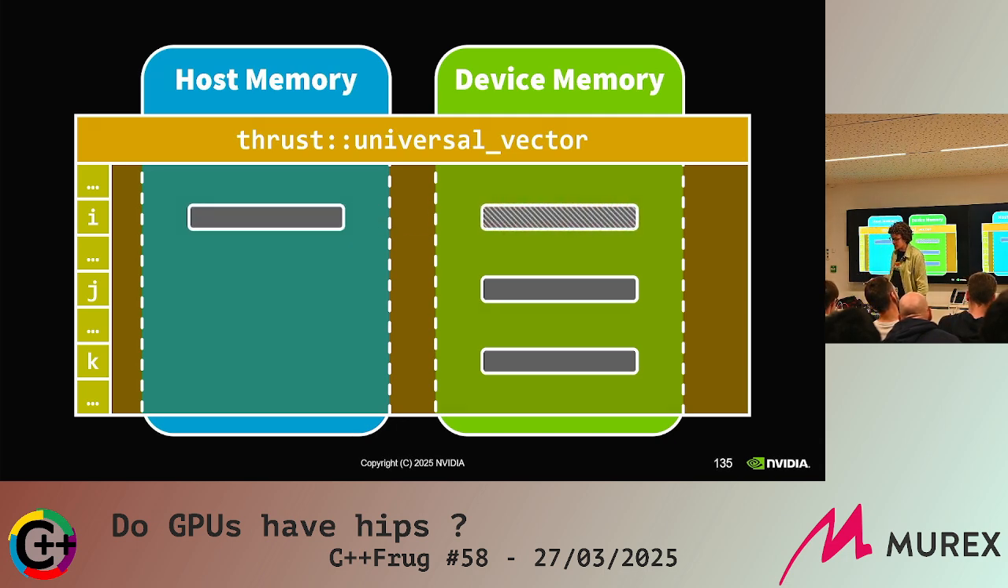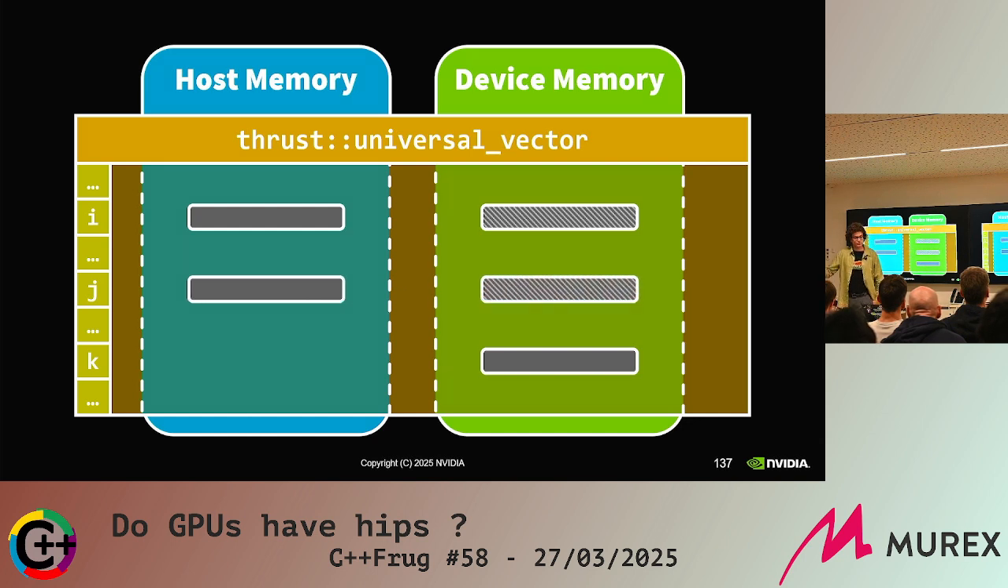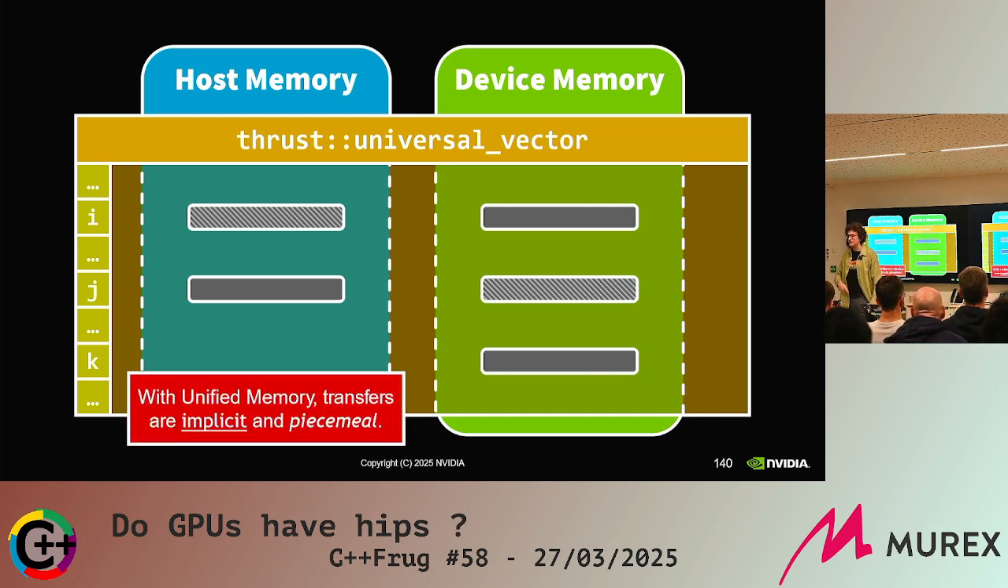Now, if there is a migration, then we end up with two copies of that element resident in memory, and any other elements that were speculatively migrated. So there's going to be a copy in host memory, and then we have this stale copy in device memory. And if we access a different part of the vector later, then it will trigger another migration. And if we later access that first element from device code, well, then we need to migrate the element back. So the point here is that with CUDA unified memory, the transfers are implicit and piecemeal.